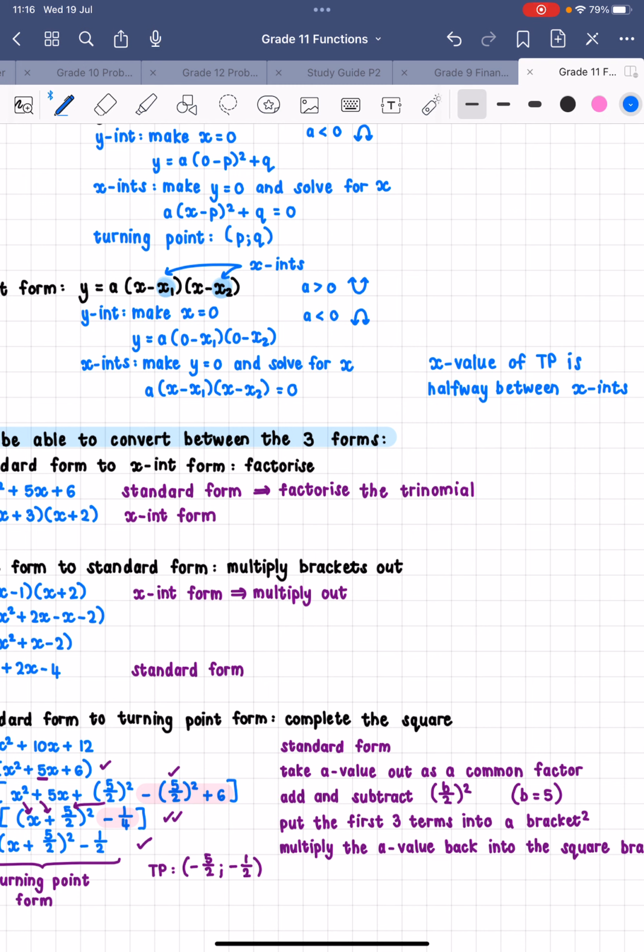That's what the next note is about. And then you just solve for x. Oh, okay. Right, any questions on x-intercept form?